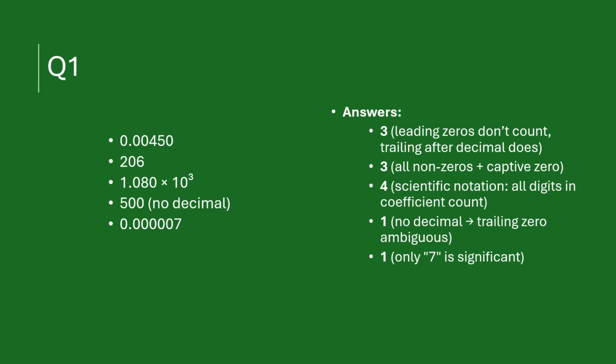Now, next is 500, which has no decimal. So we only have one significant figure for that. We will not include the two zeros after the 5. And the last item, 0.000007. In this case, we only have one significant figure, and that is the number 7.